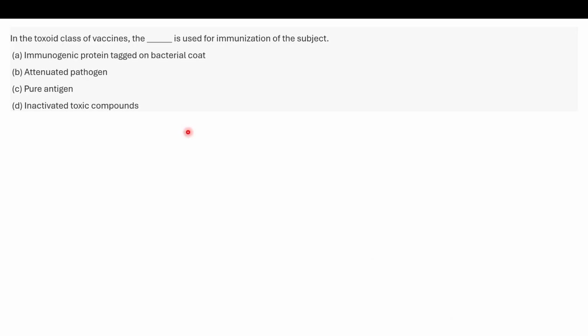Now, in the toxoid class of vaccines, toxoid is basically some kind of toxic product, or the toxin that is administered. The dash is used for immunization of the subject. Subject means mammals or humans, like rats, whatever, for vaccination. So in the toxoid class of vaccines, the dash is used for immunization of the subject. Any idea? Option? Yes, inactivated toxic compounds.